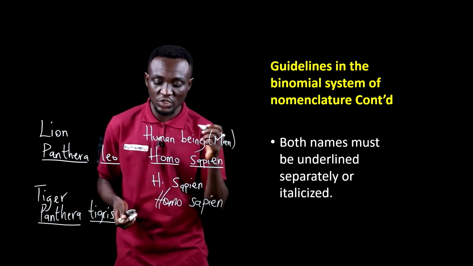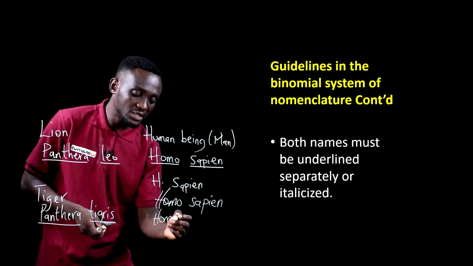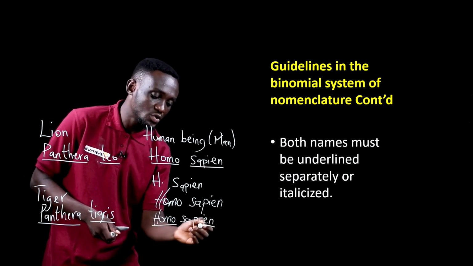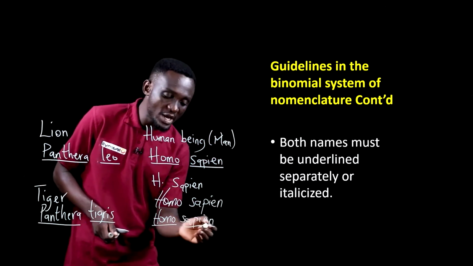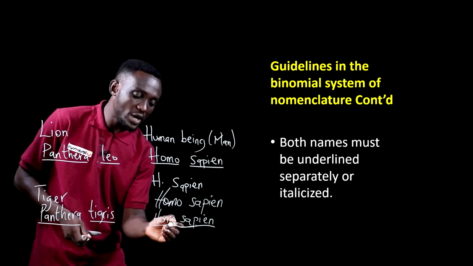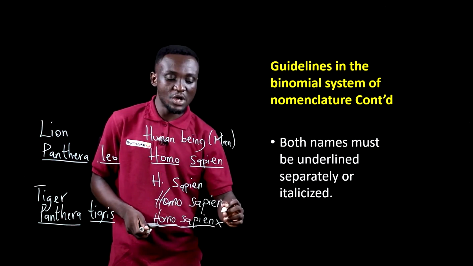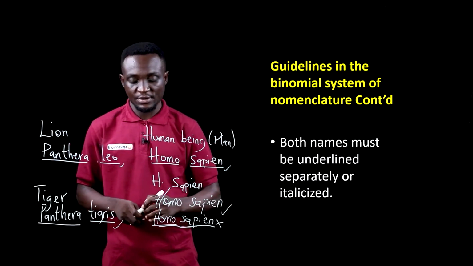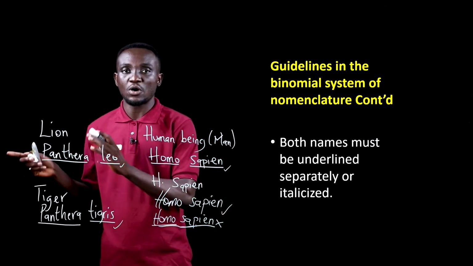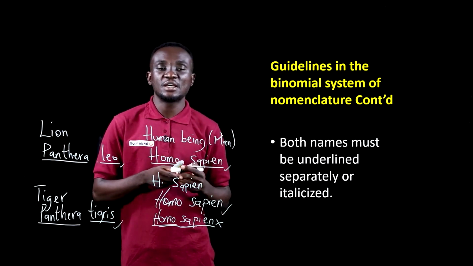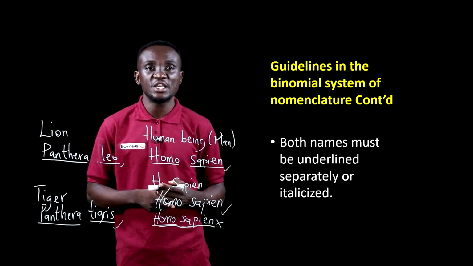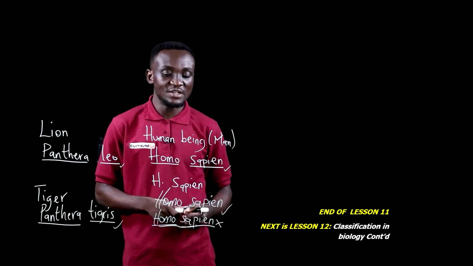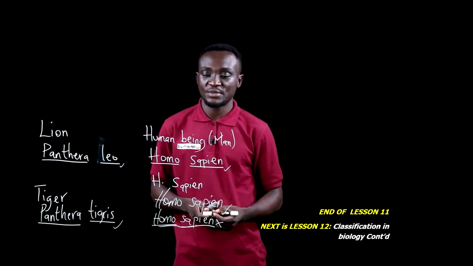Under no circumstance should both be done. So you don't underline and italicize at the same time, like this. This is wrong. Even worse is when you underline all of them together as one word. Wrong. So we accept this form and this form as well. So we underline them separately, and then the first letter is written as a block letter. And then the first letter of the second name, or the second word in the name, starts with a small letter. And that is how we write the names of the organisms.